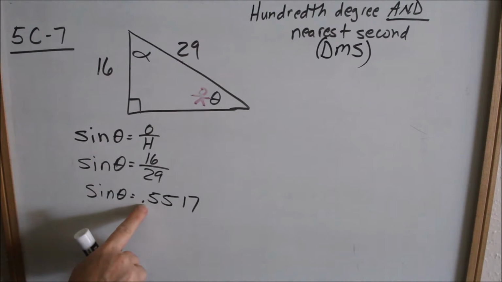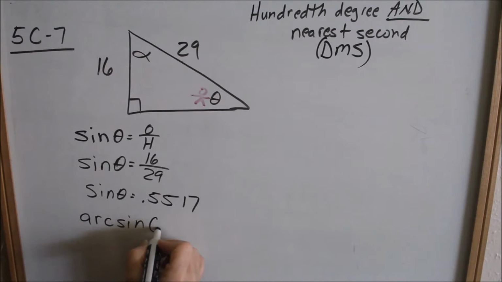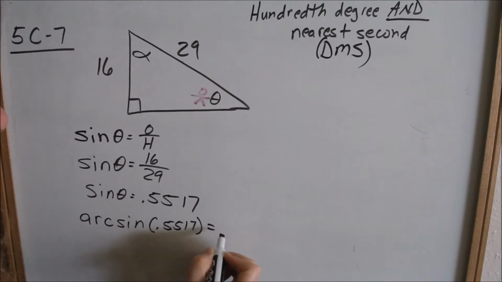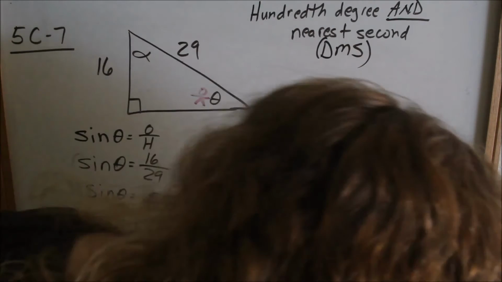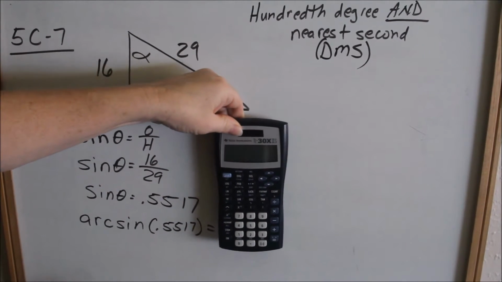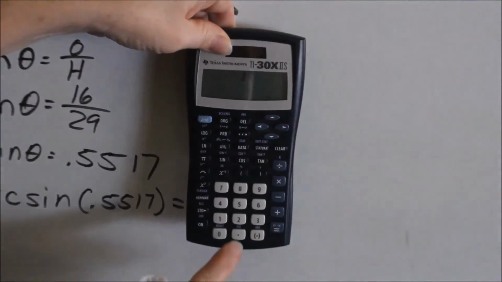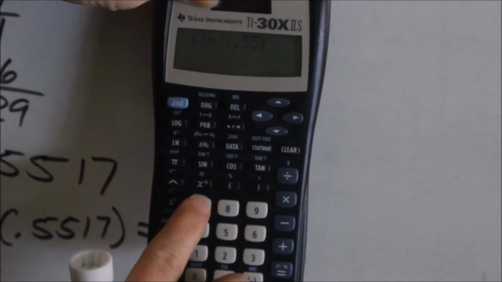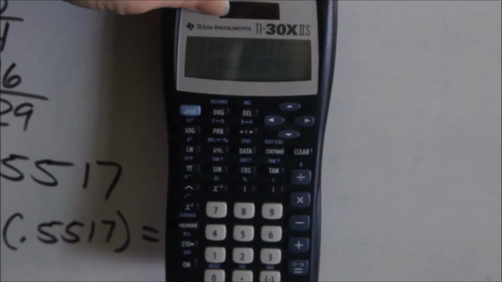A minute ago, when we were given the decimal and trying to find the angle, that's when we use the arcsine. So essentially what you're doing is finding the arcsine of 0.5517. What angle is that? This is where you use the second button on your calculator for sine, the inverse sine. So you do the second button with the inverse sine, then 0.5517. Now you hit enter, and that will be 33.48 degrees.